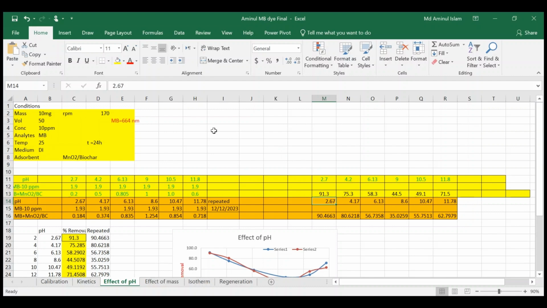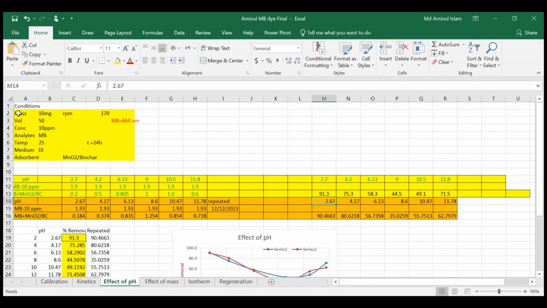In my previous video, I showed how to calculate equilibrium concentration, amount adsorbed, and percent removal using effect of contact time or kinetic study. This video has been very popular. Therefore, in this video, I would like to show you how to calculate percent removal for effect of pH. This video is very important, so please do not skip.